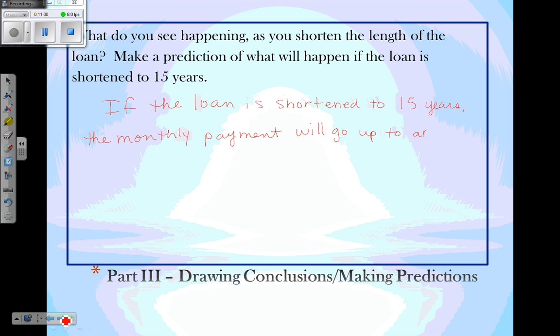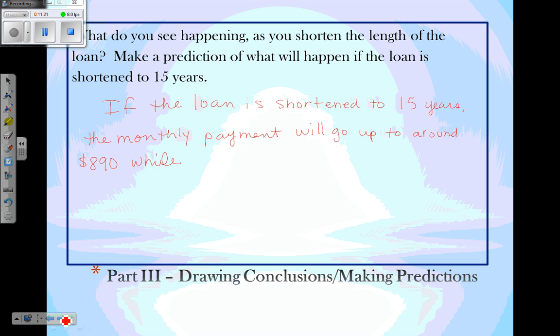to around, and this is just a guesstimate, but what I was noticing was it was going up. The first one went up 70, the second payment went up 130. I'm guessing this one's going to go up $160 to around $890. Now that's just my best guess, okay?